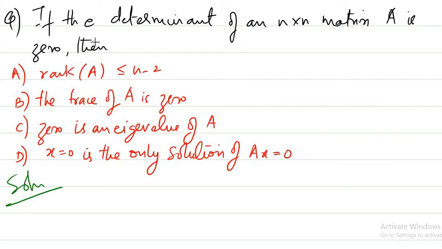So let's move on to the next question. That is, if the determinant of n by n matrix A is 0, then a rank of A is less than equal to n minus 2. Trace of A is 0. Third option is 0 is an eigenvalue of A, and x equal to 0 is the only solution of Ax equal to 0.